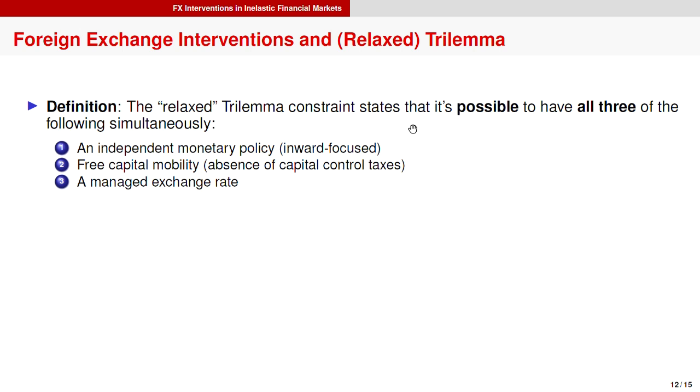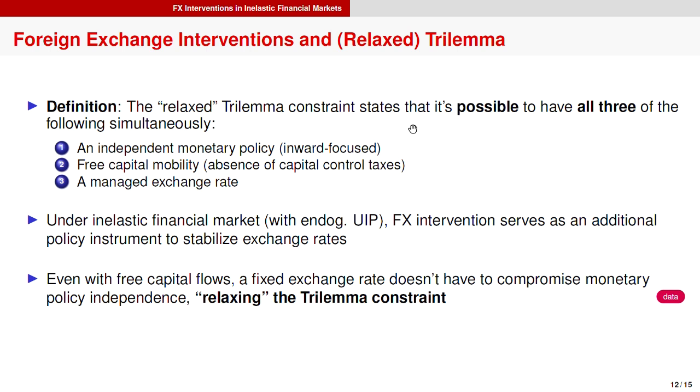In other words, our framework provides support for a relaxed trilemma condition, in contrast to the classical trilemma condition adhered to by the textbook Mundell-Fleming model, which says you can only have 2 of these 3 conditions. However, under our framework, you can have 3 of the 3, because financial markets are inelastic with endogenous UIP deviations. Intervention from the government can now act as an additional policy instrument to effectively stabilize exchange rates without compromising monetary policy rates and regardless of capital control policies. In other words, this new framework relaxes the classical trilemma constraint from Mundell-Fleming.